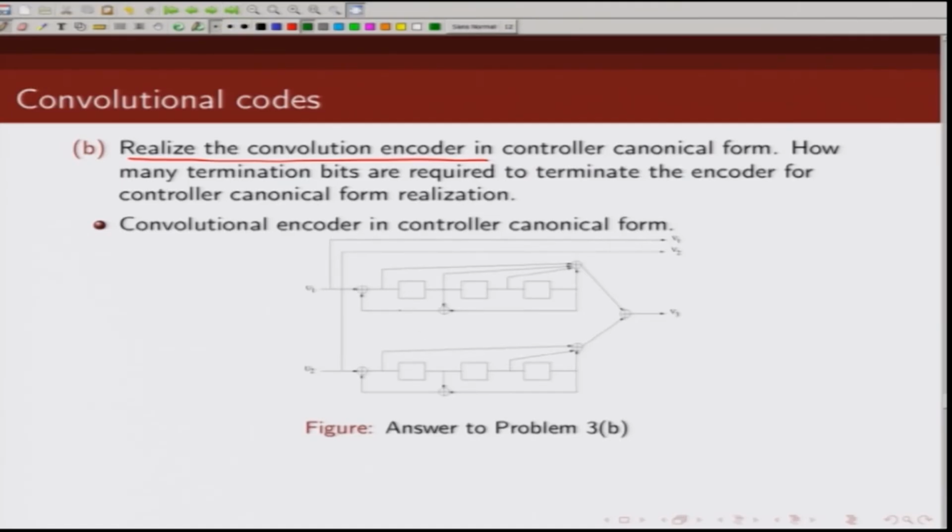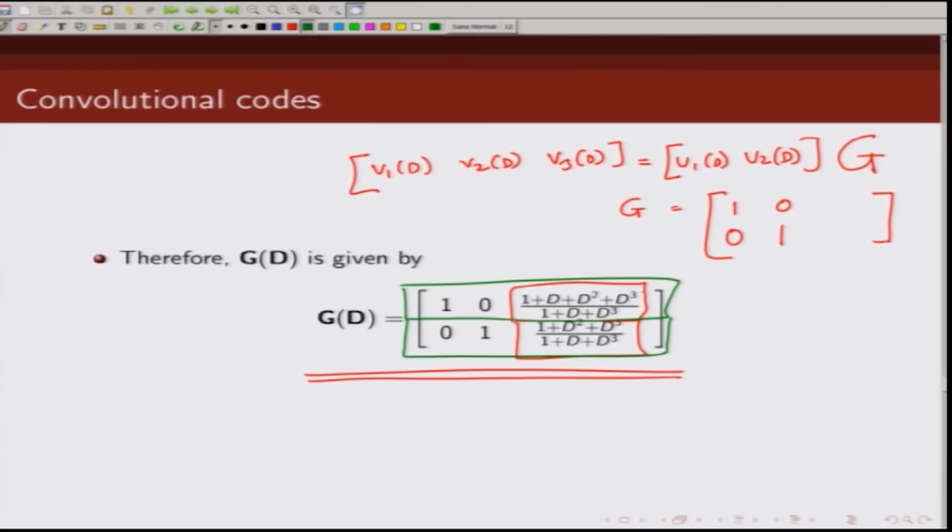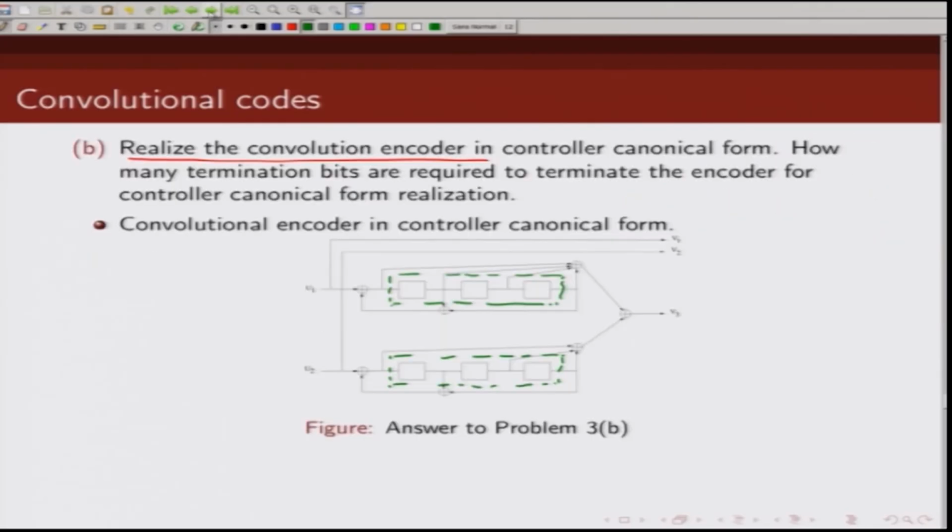First one is this one. Please note this has 3 memory elements, and similarly the second shift register also has 3 memory elements. That is because the maximum degree of this rational function is 3, and similarly the maximum degree of this rational function is 3. And we just implement this. V1d is just U1d, so that is this. V2d is U2d, that is just this.